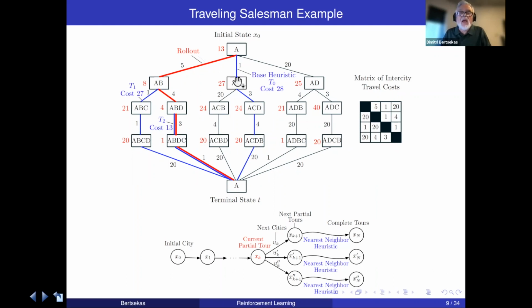And now we are going to discuss how the rollout algorithm will work. Are there any questions so far? Is this figure understood?